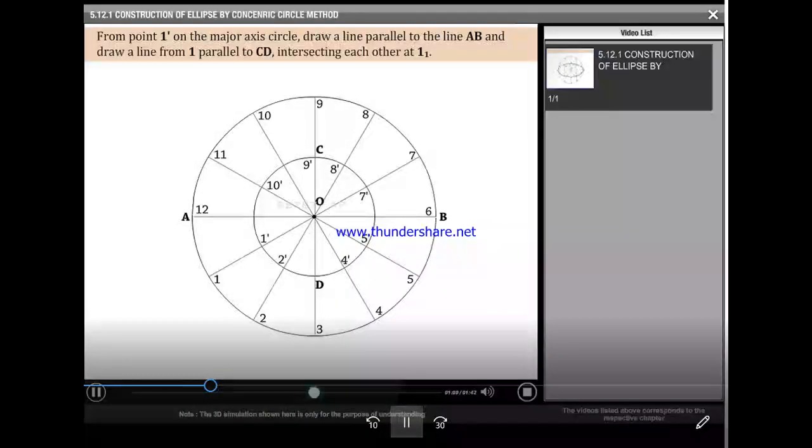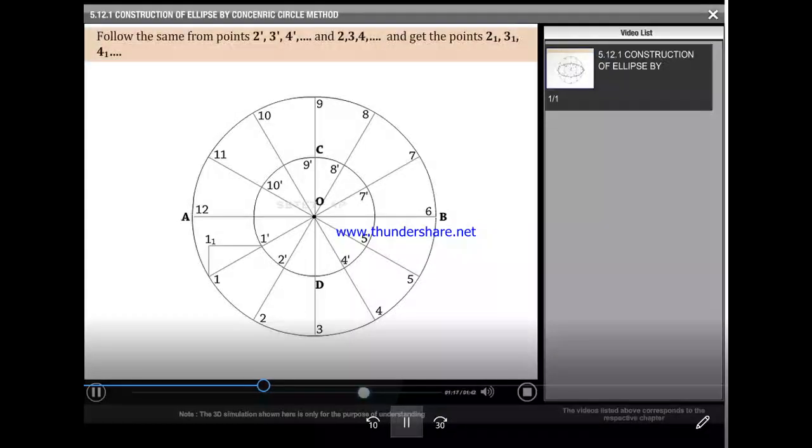From point 1 on the major axis circle, draw a line parallel to line AB, and from point 1 on the minor axis circle draw a line parallel to CD, intersecting each other at 1'. Follow the same from points 2, 3, 4, etc. and get the points 2', 3', 4', etc.